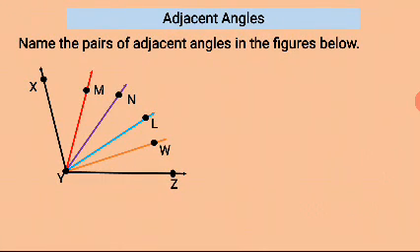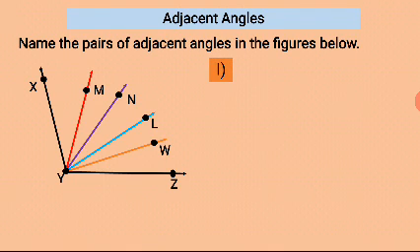Now we see another figure of angle. Name the pairs of adjacent angles in the figure below. First, the main angle is XYZ. XYZ is the obtuse angle. In this interior we draw YM, YN, YL, YW. These are different arms of different angles. Using these arms, we write pairs of adjacent angles.